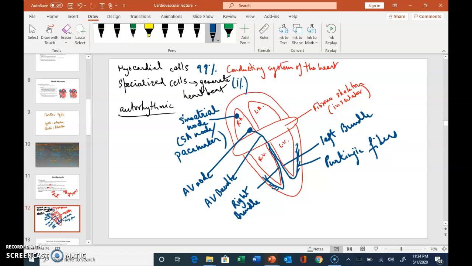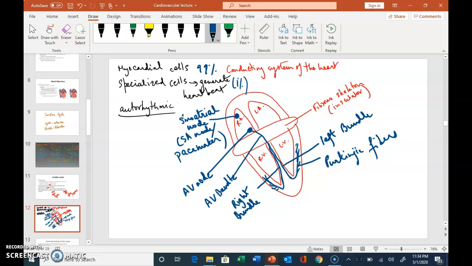We have the AV node on the inferior side of the right atrium. The AV node leads to the AV bundle. The AV bundle then moves towards the ventricle and then divides into left and right bundles, which ultimately terminate in Purkinje fibers. Good.